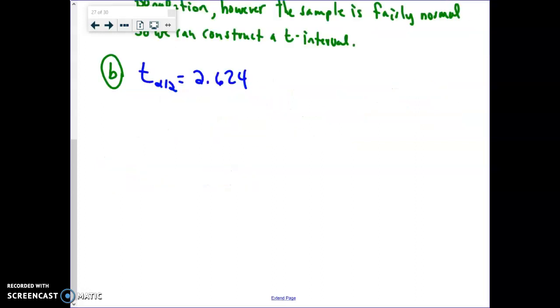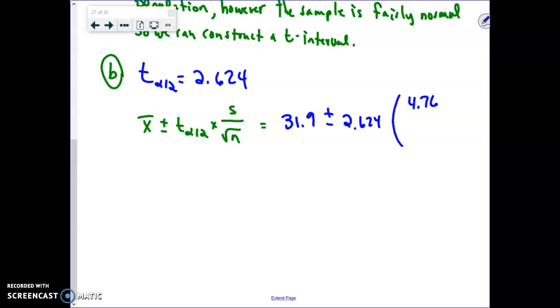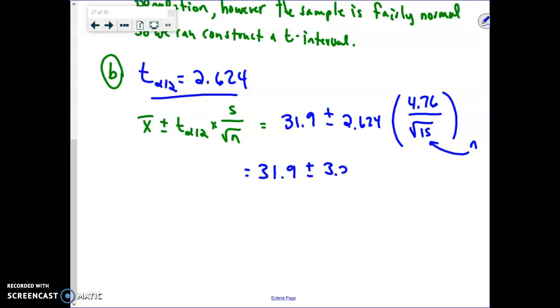So remember then, your confidence interval is your sample mean plus or minus your critical value you just found times your sample standard deviation divided by the square root of your sample size. So if we do that, that would be 31.9 plus or minus 2.624 times 4.76 divided by the square root of 15. You don't use 14 here. Remember, this is your sample size. This is n, it's not your degrees of freedom. The only time you use your degrees of freedom is to find your critical value. So basically what that means, that's 31.9 plus or minus 3.225.